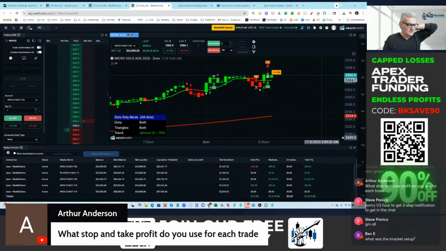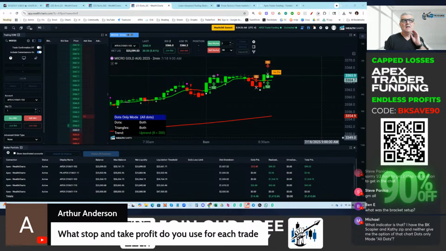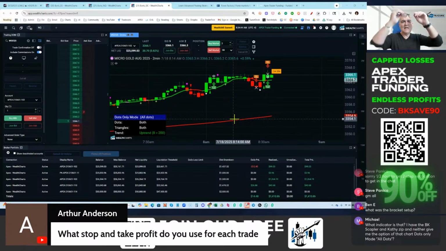So Arthur is asking me what step we use. Again, this is my own approach to the whole thing. Remember, the setup is the structure: trend, momentum, slope. How you want to use stops and targets is up to you. Now, I use a very negative risk reward structure because I'm looking to resolve every one of my trades.